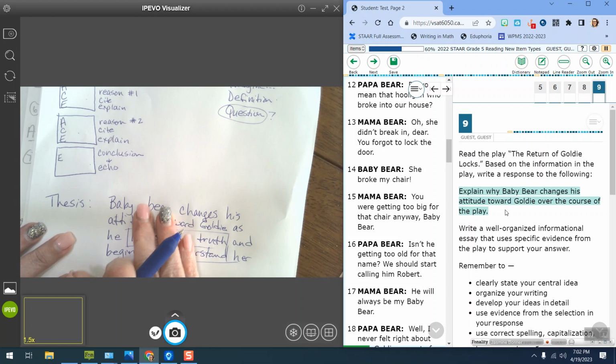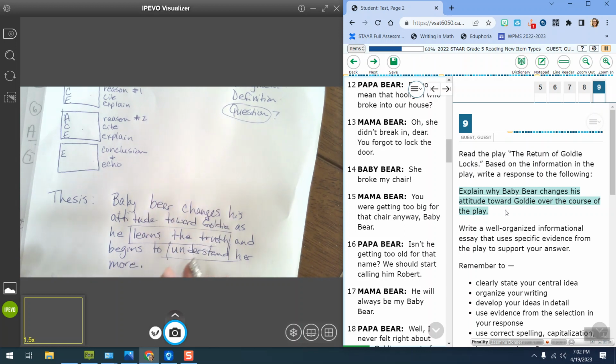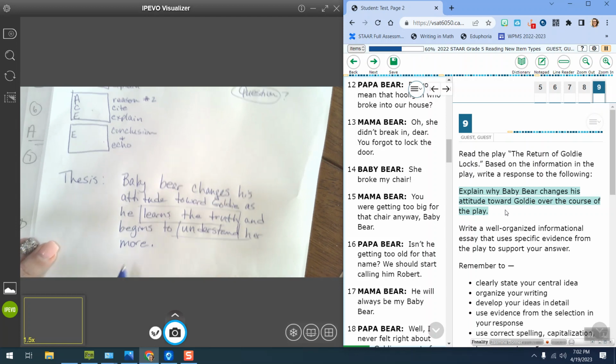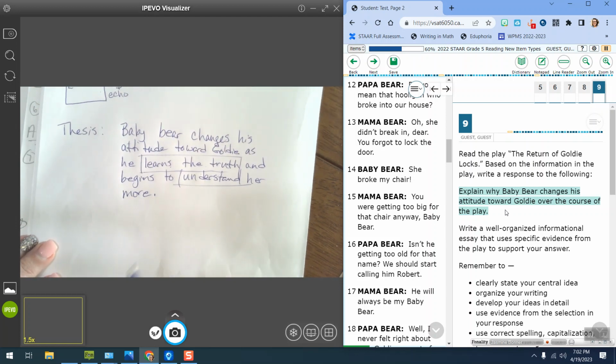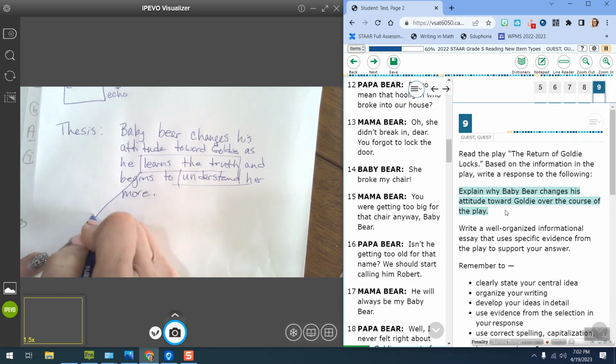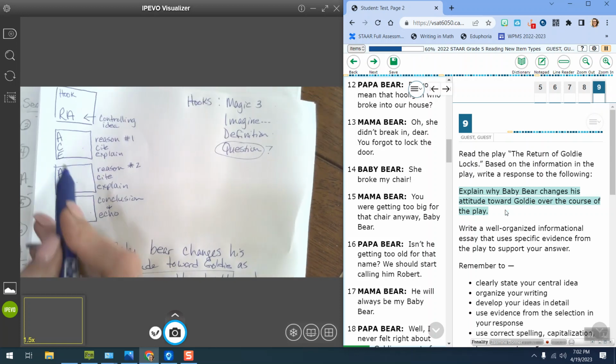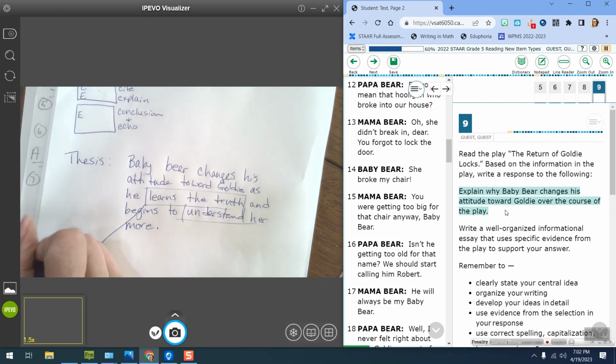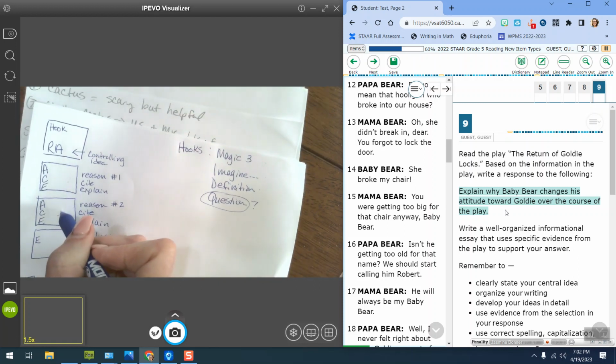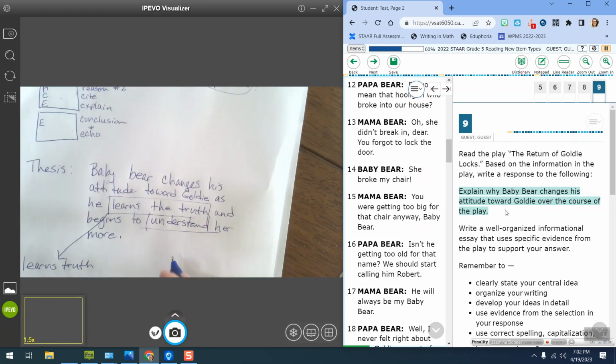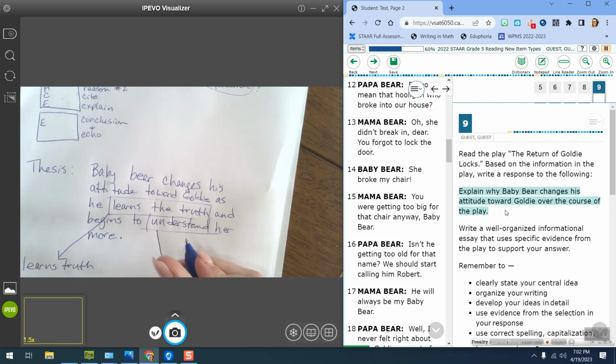Obviously, I don't have a hook yet, and it's not done, but I just want to get my brainstorming out, okay? And y'all, writing is messy. Remember, it's messy, messy. So I'm just going to draw an arrow over here because this is going to be one of my A's, all right? So A number one is learns the truth. And A number two, reason two is going to be he understands her.